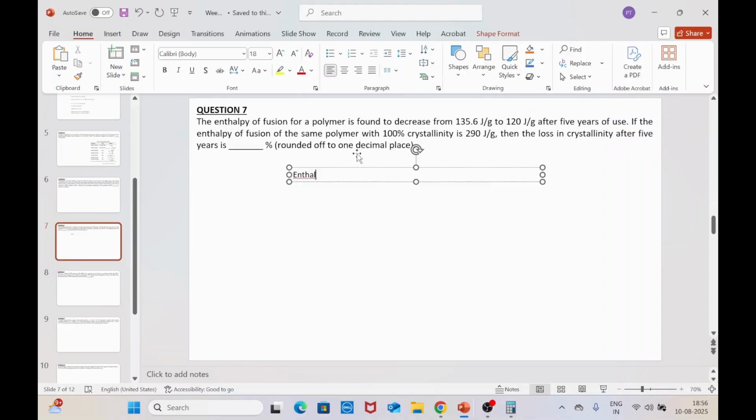So in that case, the enthalpy of fusion of that polymer is equal to, can I write it this way, the enthalpy of fusion of the same polymer at 100 percentage crystallinity times the percentage of crystallinity.